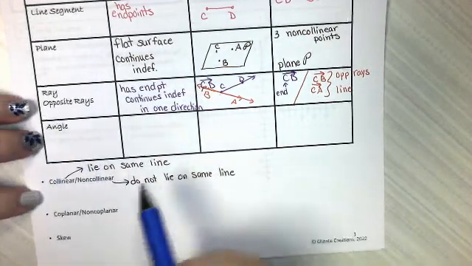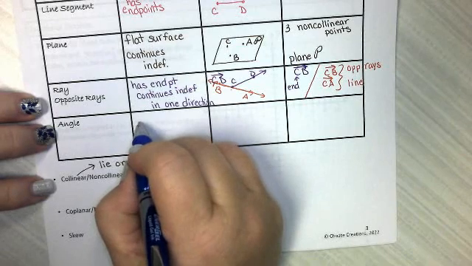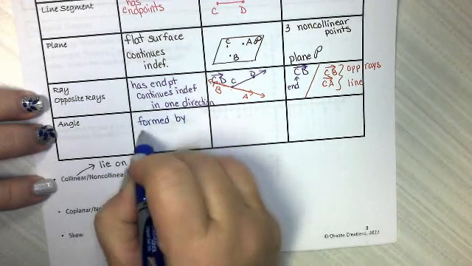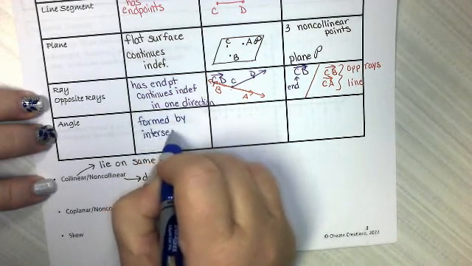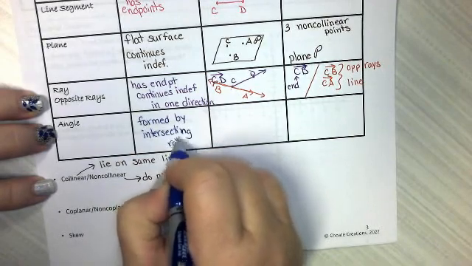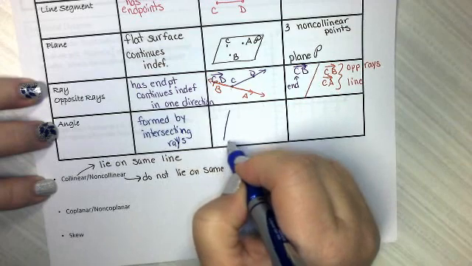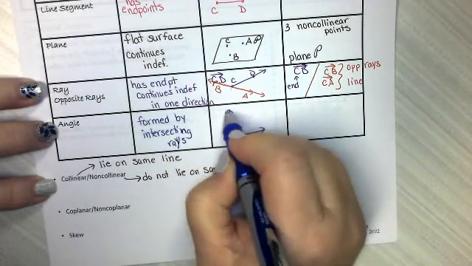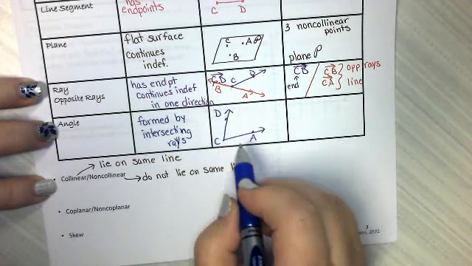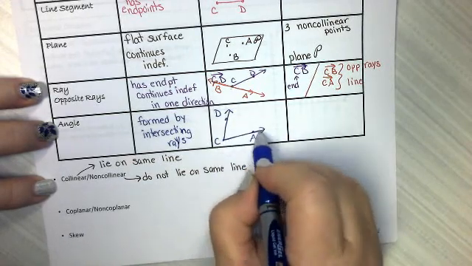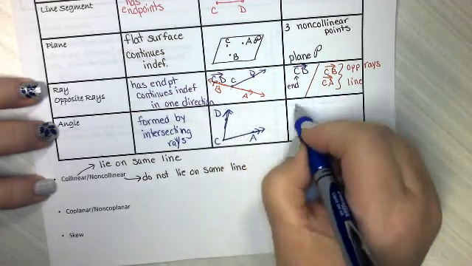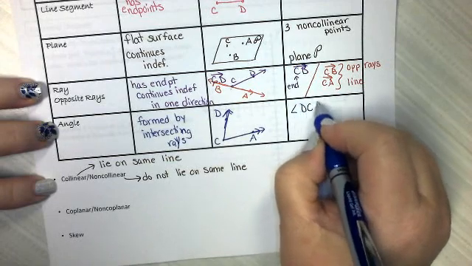Another definition we have is an angle. An angle is formed by two intersecting rays. And you've probably seen angles before. So I'm going to take angle DCA. So notice ray CA and ray CD together form angle DCA.